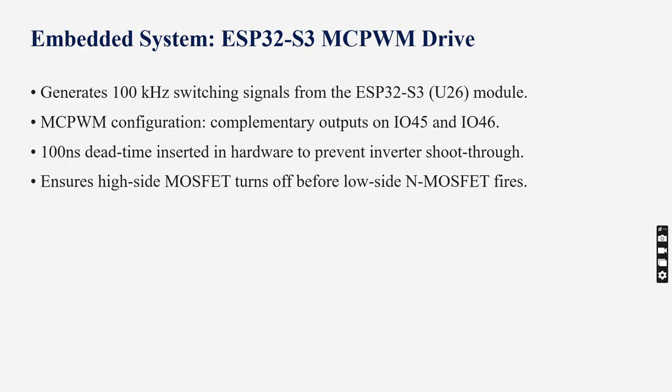The digital core is the ESP32-S3. The MCPWM peripheral generates a 100 kHz complementary switching signal. A critical configuration in the MCPWM hardware is the insertion of a 100 nanosecond dead time delay. This delay ensures that the high side MOSFET is completely turned off before the low side MOSFET is turned on, preventing current shoot-through.